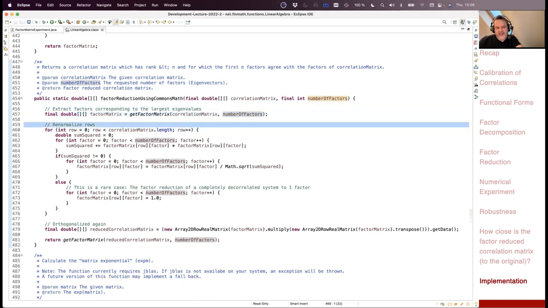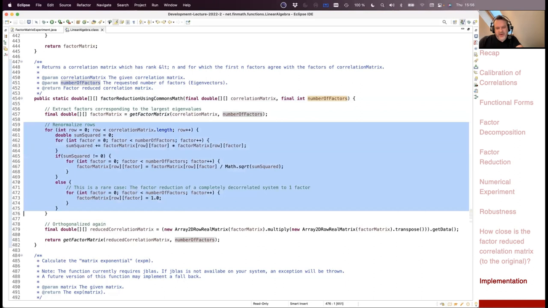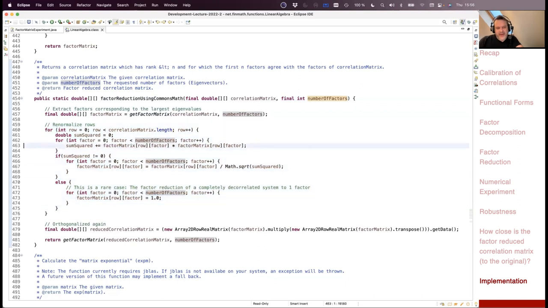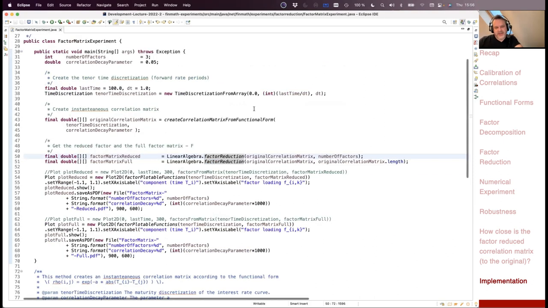What I then do is the renormalization of the rows. So I calculate here the norm of each row, and then I divide each row by the square root of its norm squared. That's it. So that was our little experiment, and that was it for today. Thanks.